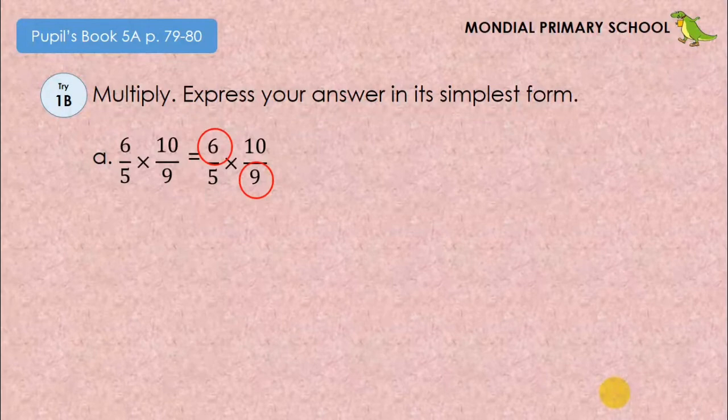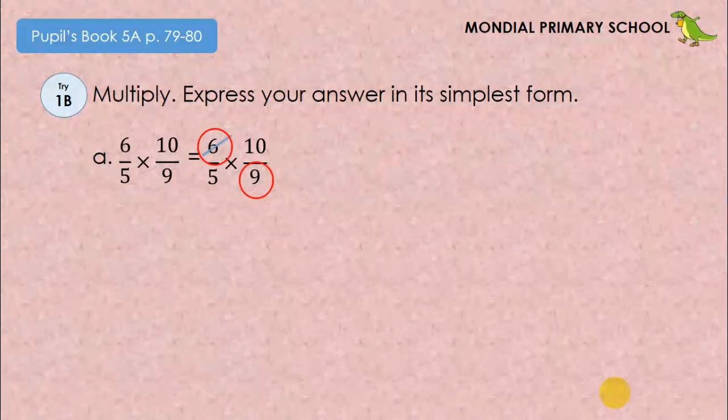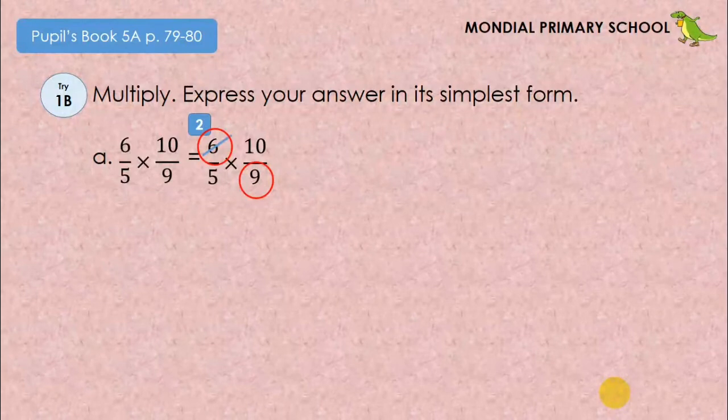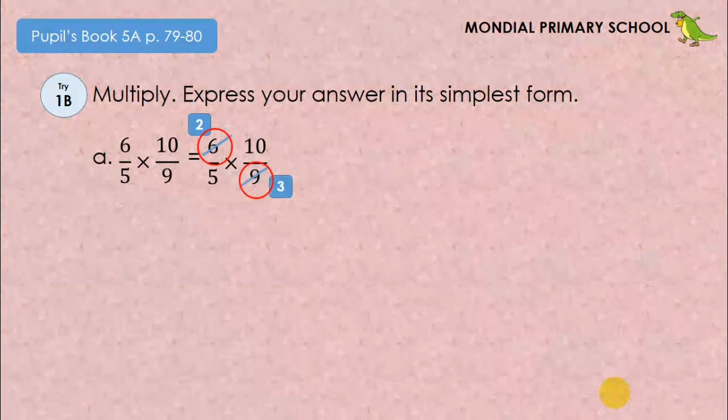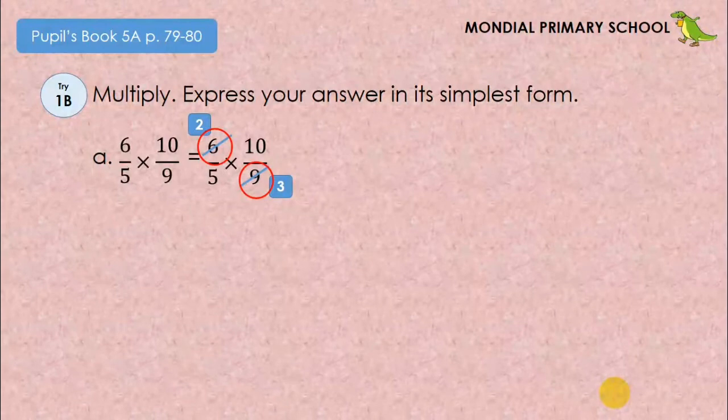Then, what is 6 divided by 3? 2. Cross out 6 and write 2. Next, what is 9 divided by 3? 3. Cross out 9 and write 3. Aren't these all the numerator and denominator that we have? No, we still have the other ones.